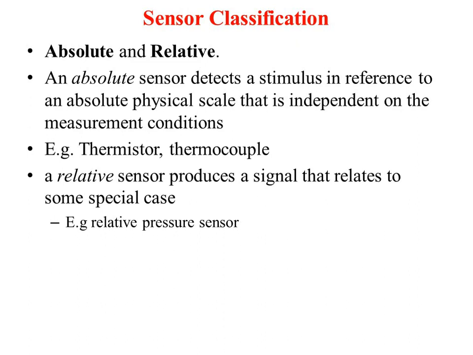Otherwise, in an absolute pressure sensor, you have to measure it in vacuum. So this is the difference. You are measuring it with vacuum, and here in relative you are measuring it with zero pressure. So this is how you are checking it, and the relative sensor will produce the signal according to some spatial reference. That's why it is called a relative type of sensor.